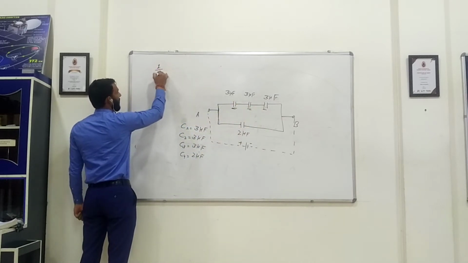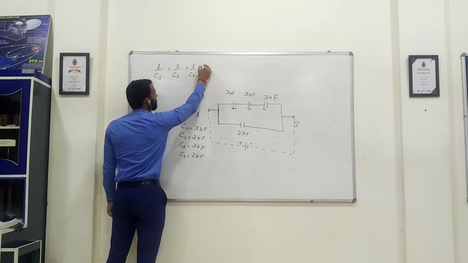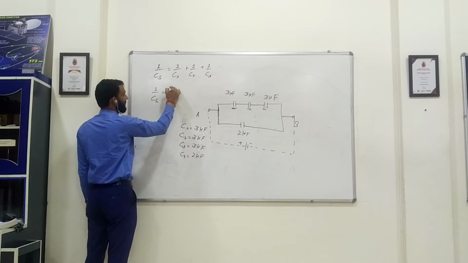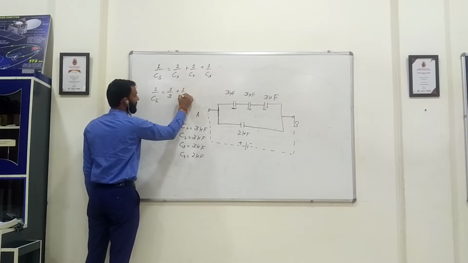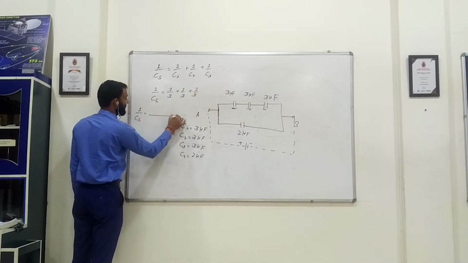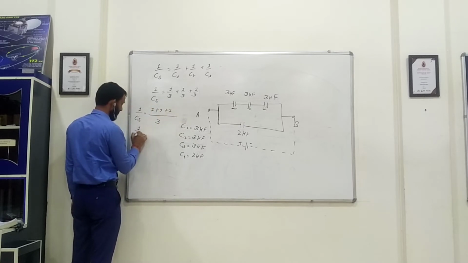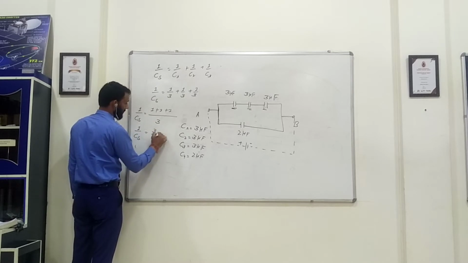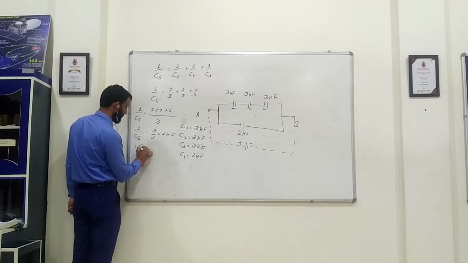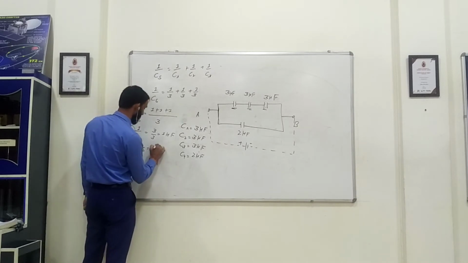And for series we have the formula 1 upon Cs is equal to 1 upon C1 plus 1 upon C2 plus 1 upon C3. So 1 upon Cs is equal to 1 upon 3 plus 1 upon 3 plus 1 upon 3. Taking LCM 3, this will come 1 plus 1 plus 1. So obviously 1 upon Cs is equal to 3 upon 3, which is 1 per microfarad. I can reciprocate it because I do not want the value of 1 upon Cs, I want the value of Cs only. So Cs will be 1 microfarad.